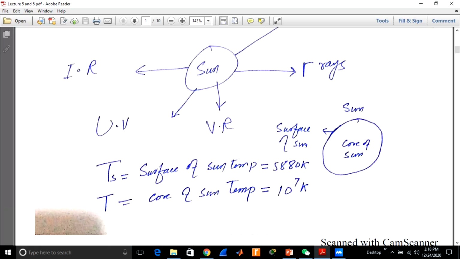Its temperature is approximately 10^7 Kelvin, and the surface temperature is 5880 Kelvin. This is the temperature of the sun's surface. We will use this in our numerical problems, the TS. So TS means the surface temperature of the sun, and you should remember its value: 5880 is the value of TS. When they give us some numericals and do not give the value of TS, but say to consider the temperature of the surface of the sun, then we will use this value. So you should remember it. And T is the core of the sun, whose temperature is 10^7 K.